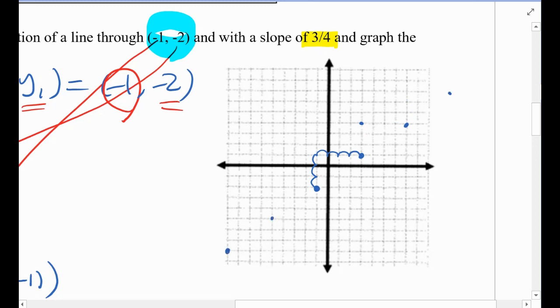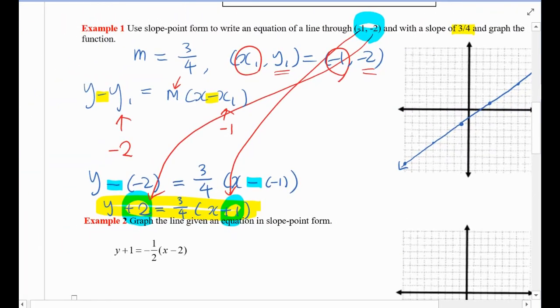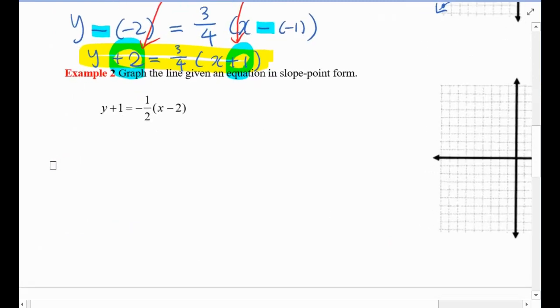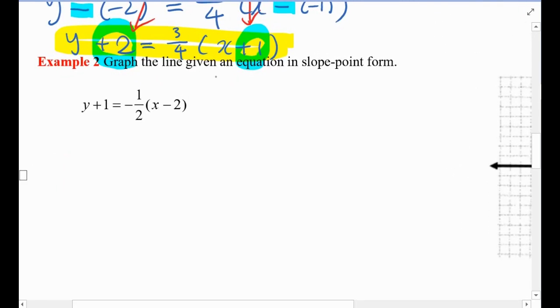So find all the points and join them. Connect them. And don't forget to put arrows. Okay? So this is how you draw the graph. Starting from the point given, do rise over run. And when you make an equation, use the formula. Alright, everyone? Okay, now graph the line given an equation in slope-point form.